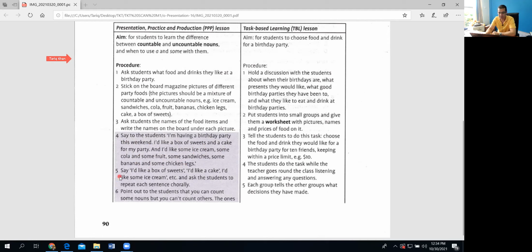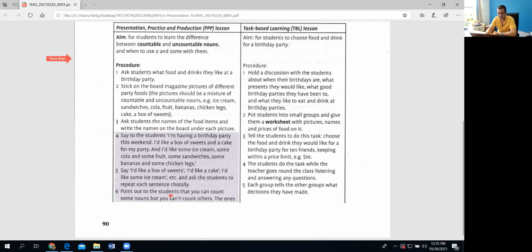Okay. Number 5, say, I would like a box of sweets. I would like a cake. I would like some ice cream, etc. And ask the students to repeat each sentence chorally together. I would like this, I would like this. So this is the repetition they are doing.